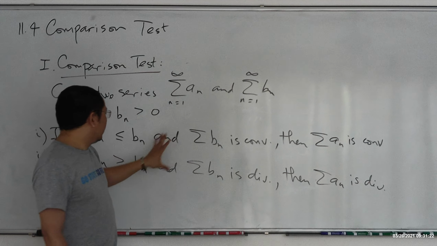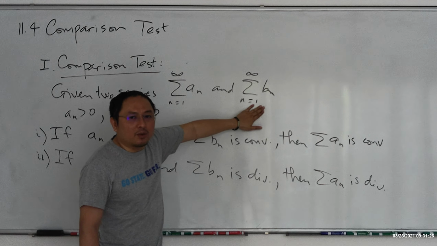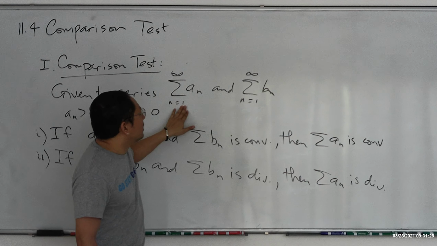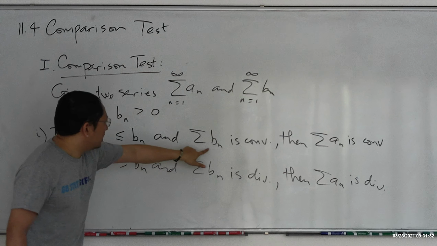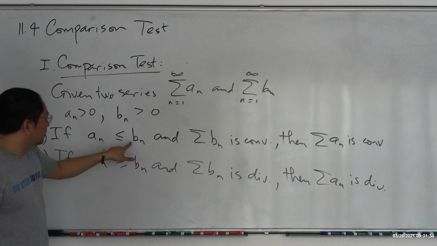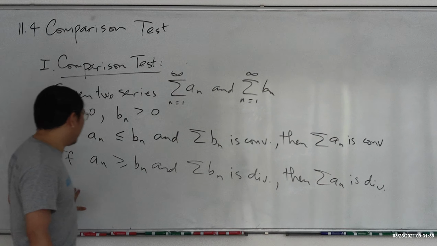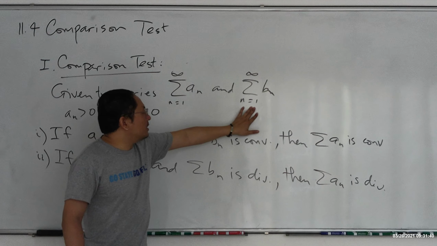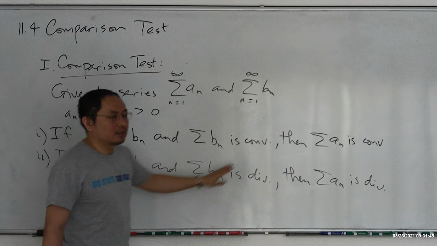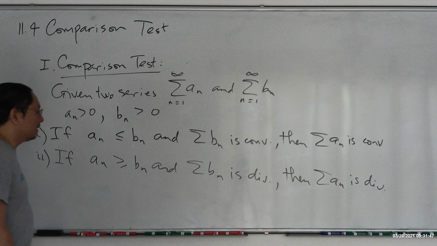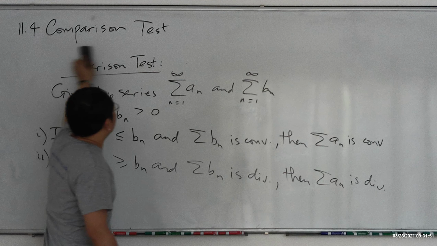There are two parts in the comparison test right here. The BN is the one that we know, and we want to learn about AN, right? So if BN is convergent, and AN is smaller than the convergent series, AN is going to be convergent. The other way is what? If BN is divergent, and AN is even bigger than the divergent series, AN is going to be divergent. Bigger than infinity, it's going to be infinity. All right, so let me give you an example.